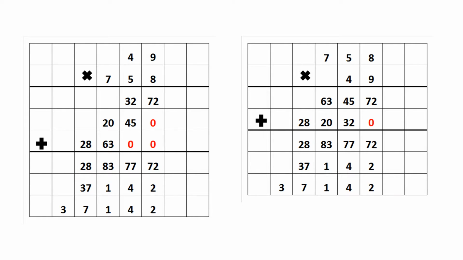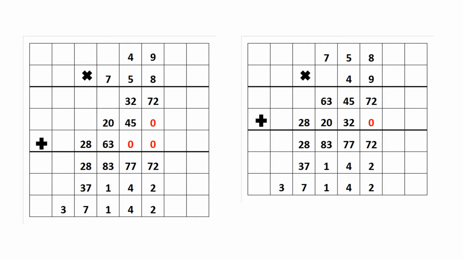In this multiplication, we have 49 times 758 on the left. On the right, we have 758 times 49. Now, on the left, 8 times 9 is 72. 8 times 4 is 32. Then we come to the 5, which is really 50. We add a 0. 5 times 9 is 45. 5 times 4 is 20.